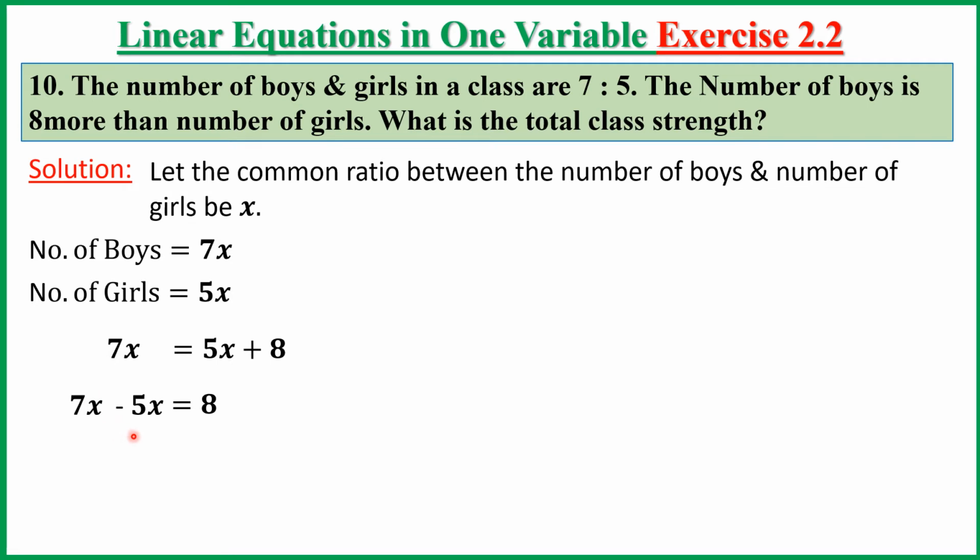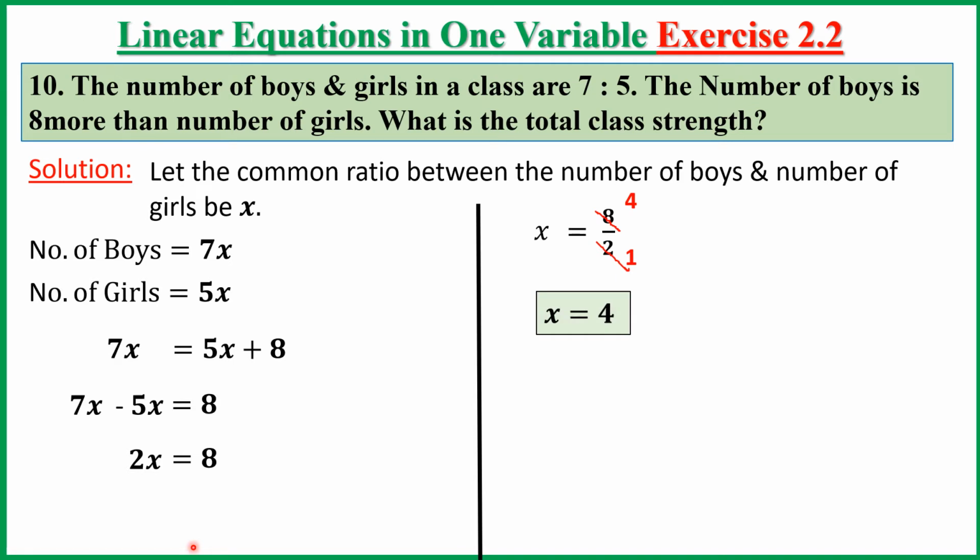7x minus 5x is 2x. So 2x equals 8. Here x is multiplied with 2, so when it is transposed to our right hand side, it becomes division. That is, x equals 8 divided by 2. We have to check for simplification. Yes, we can simplify: 1 times 2 and 4 times 2 is 8. So x equals 4.